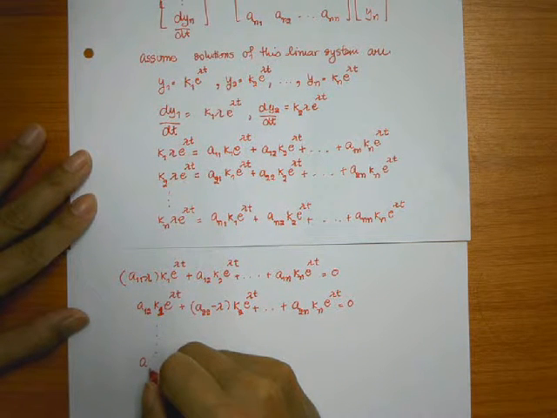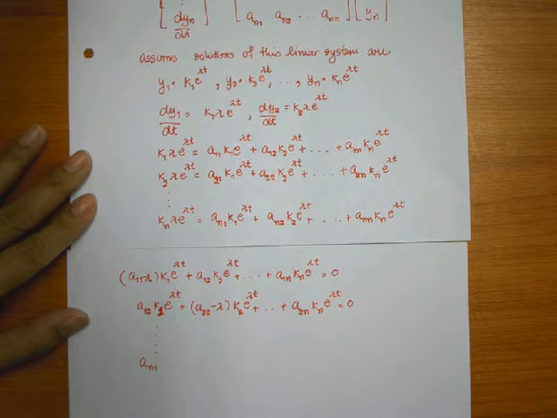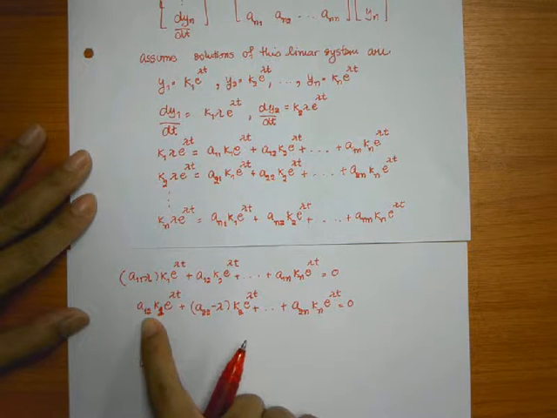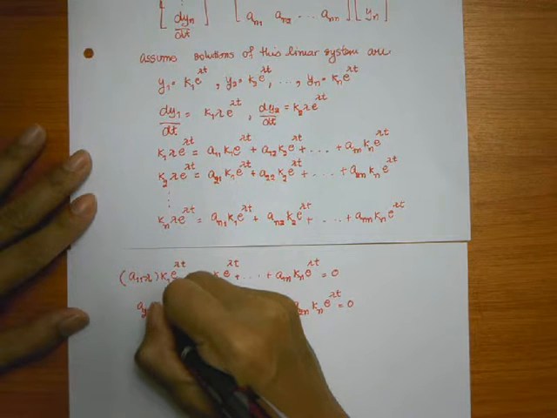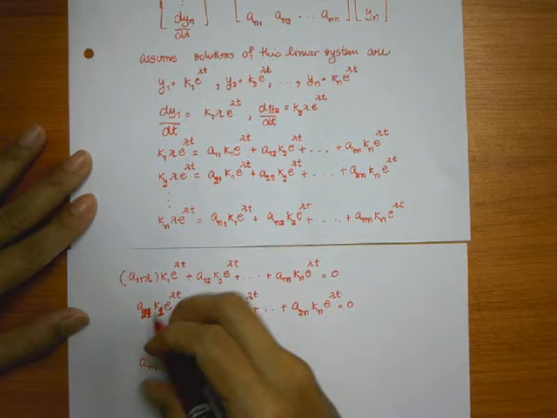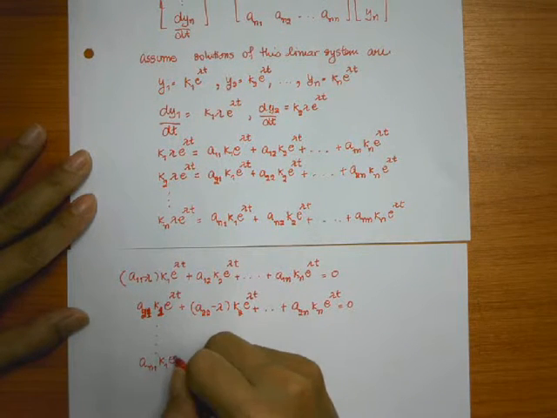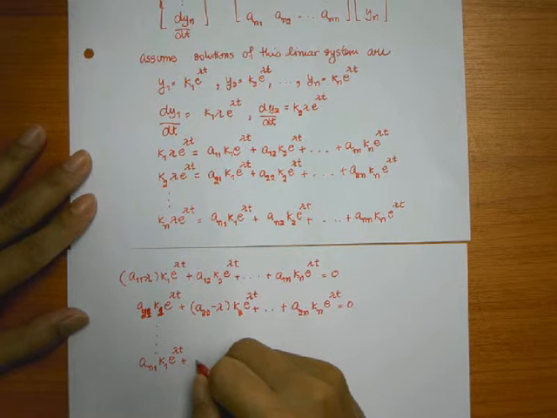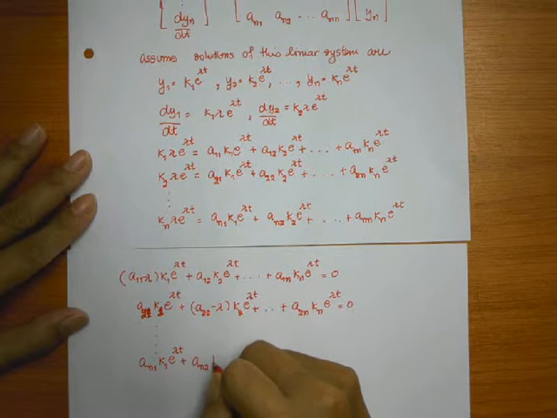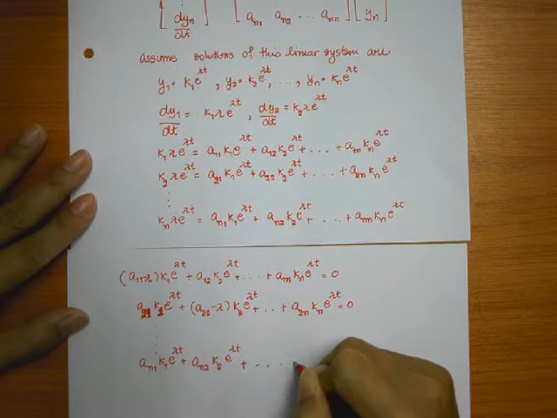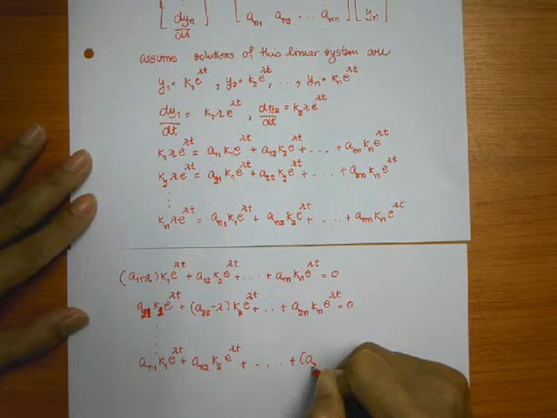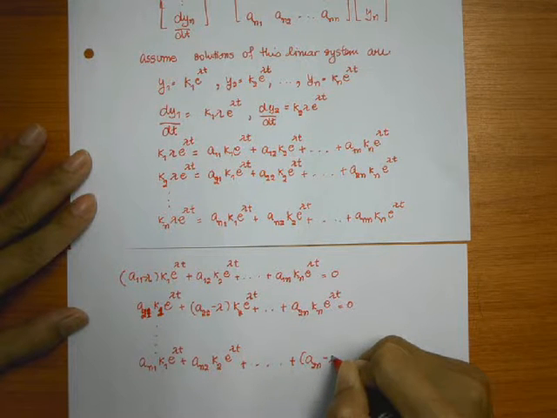This is what? This is a21, right? Not a12. This is a21. Then a22 minus lambda times k2, up to the last term, which is a2n kn.